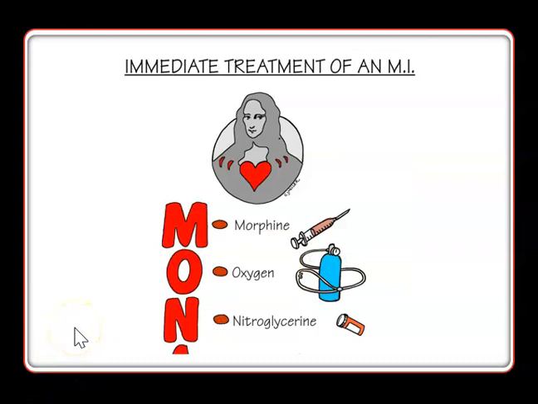And then we've got one on MONA as well. So again, morphine, oxygen, nitroglycerin, and aspirin. The aspirin looks like it's cut off, but it is there. So morphine, oxygen, nitro, and aspirin.